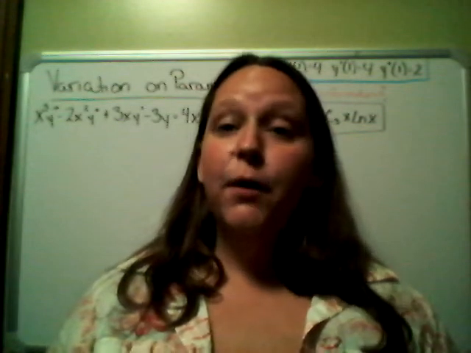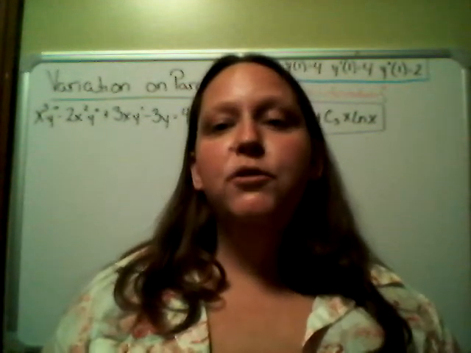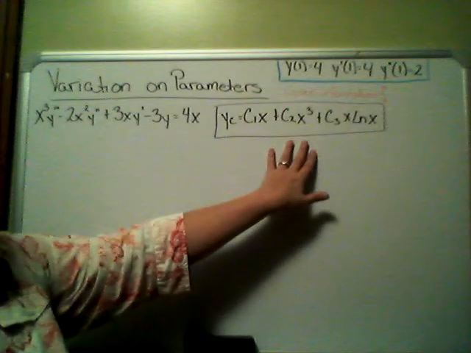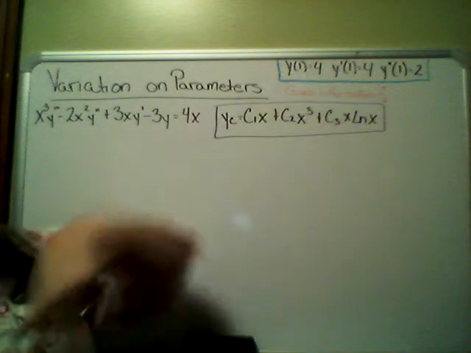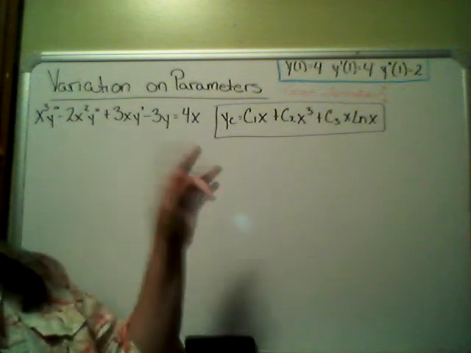Hi, I'm Melissa Hartwig, and I'm going to be doing an example of variation of parameters from Trench, section 9.4, number 22. I have the original equation written out here, as well as the complementary solution and values for y, y prime, and y double prime all at 1.